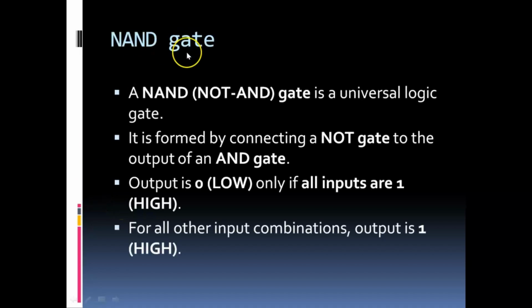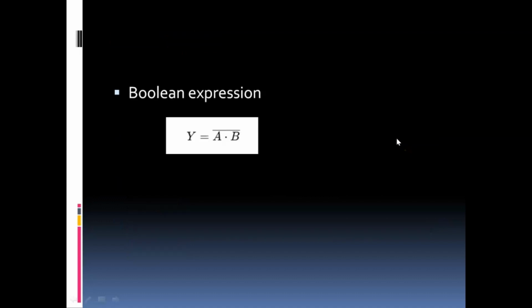Next one is the NAND gate, usually referred to as the universal gate, and it is formed by using a NOT gate and an AND gate. So from that the name came as NAND gate, a combination of these two. So output is 0 only if the inputs are high or 1. For all the other input combinations, output is 1. We can see this using our truth table, but it is very clear: whatever is the output of AND, the opposite of that will be the final output.